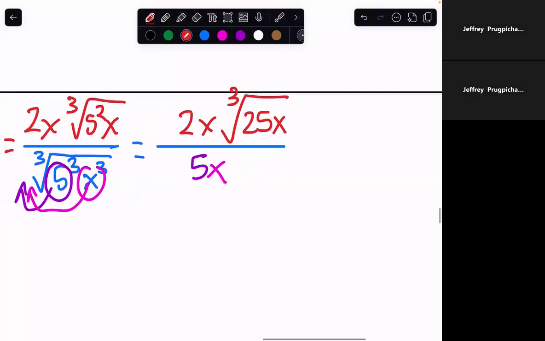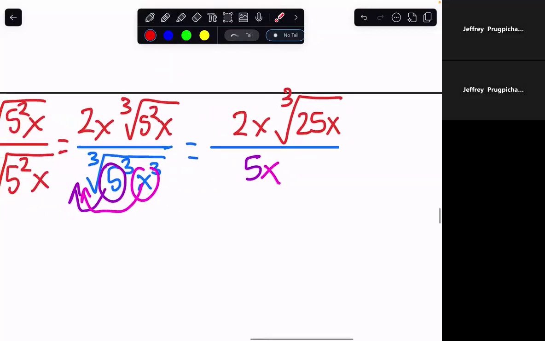Okay, so we're not quite done yet, but let me see if there's any questions on how I got from this step to this step. Yeah. So just make sure to multiply.